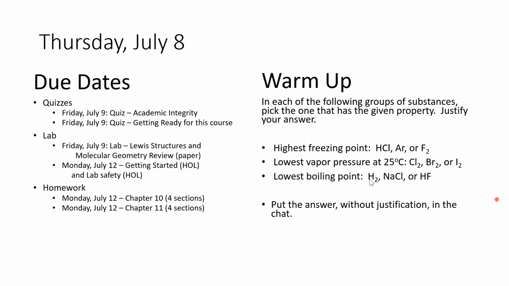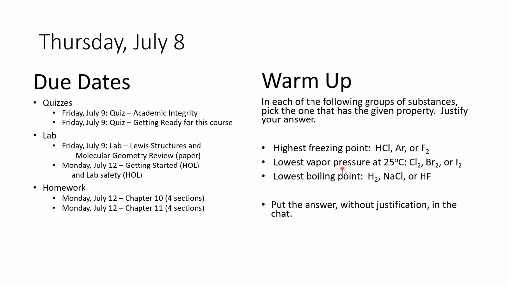When we talk about vapor pressure, vapor pressure is indirectly related to the strength of the bonds. The weaker the bonds, the higher the vapor pressure. The stronger the bonds, the lower the vapor pressure, because if you have strong intermolecular forces that are holding molecules together, it's going to require more energy for them to become a vapor. Therefore, their vapor pressures are going to be lower.